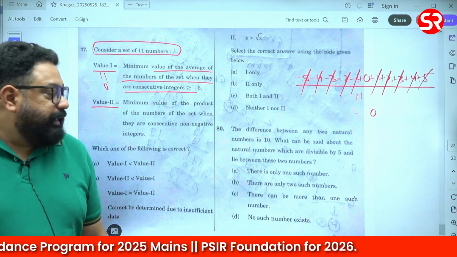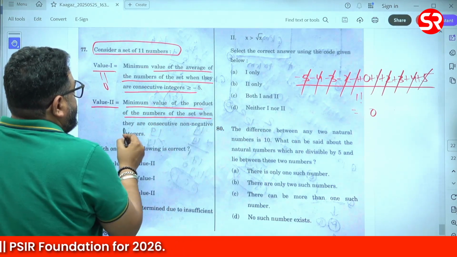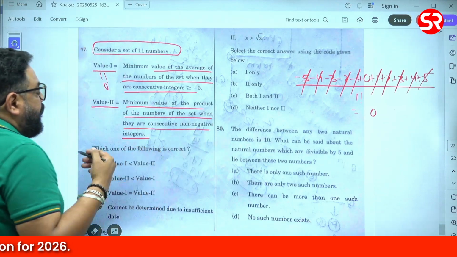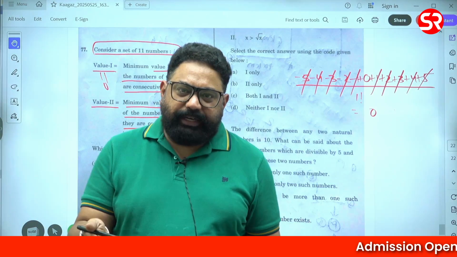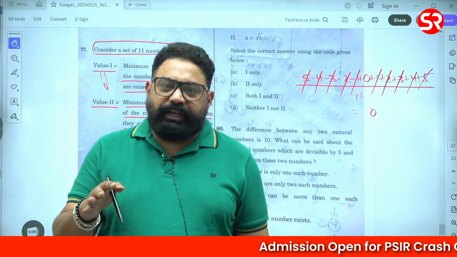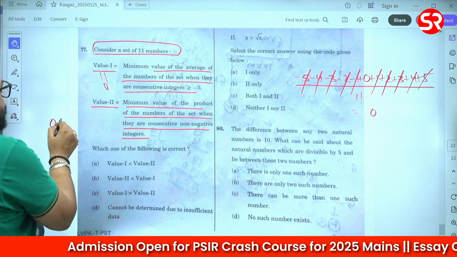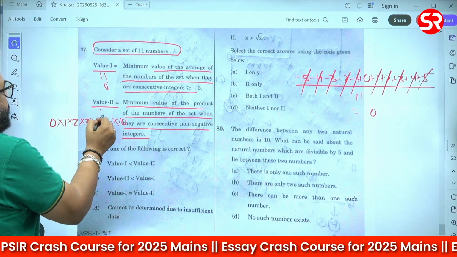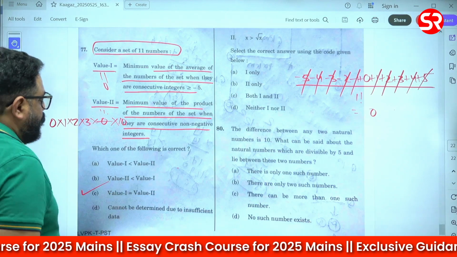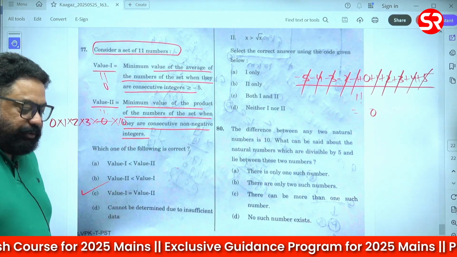All right. And then second, he says minimum value of the product of the numbers of the set when they are consecutive non-negative integers. Guys, non-negative integers, right? 0 is also a non-negative integer. So minimum value of product of 11 numbers would actually be 0 into 1 into 2 up till 10. Again, it is 0. So value 1 is value 2. Answer is C. Value 1 is equal to value 2.